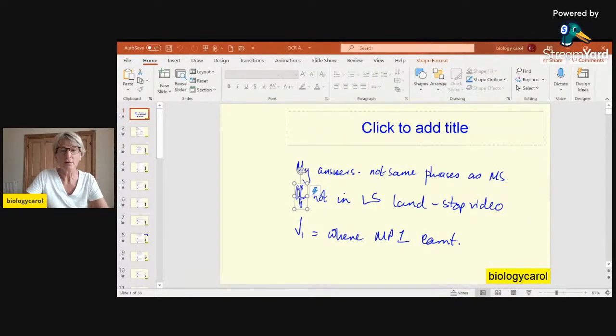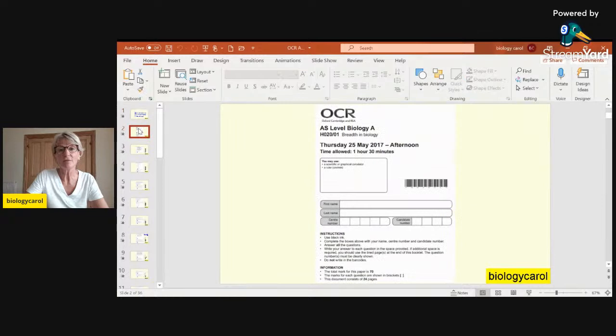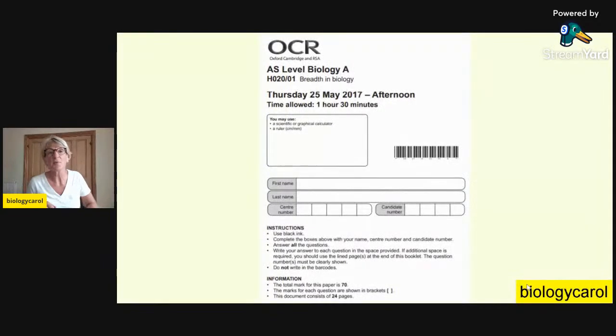Hi, so welcome to Tuesday afternoon, and it is A-level biology time, and today we are going through the AS paper, the OCR AS paper from 2017, and in particular, Paper 1. So I am going to go through them. I'm going to show you what I would have written as my answers.